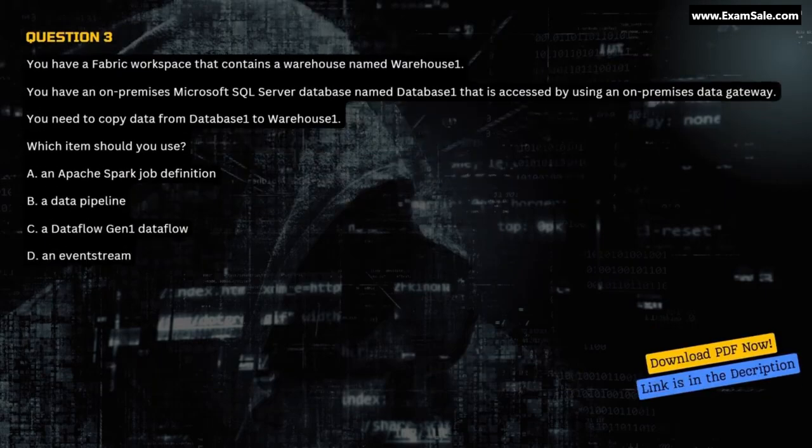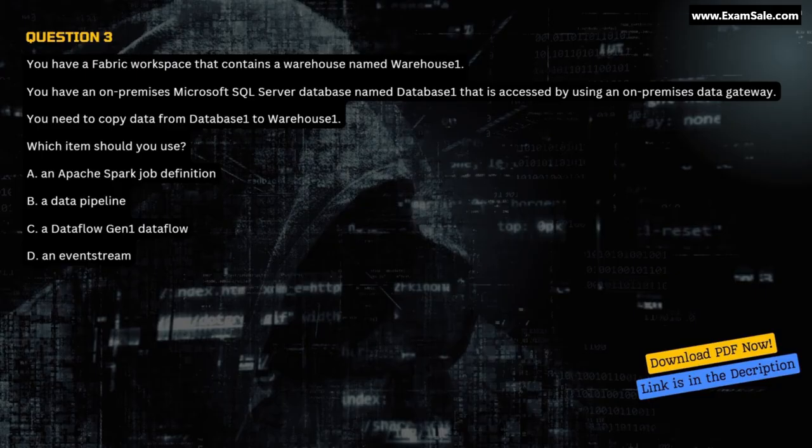Question 3. You have a Fabric workspace that contains a warehouse named Warehouse 1. You have an on-premises Microsoft SQL Server database named Database 1 that is accessed by using an on-premises data gateway. You need to copy data from Database 1 to Warehouse 1. Which item should you use?